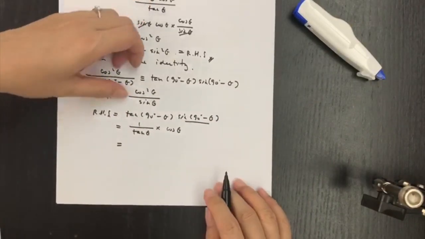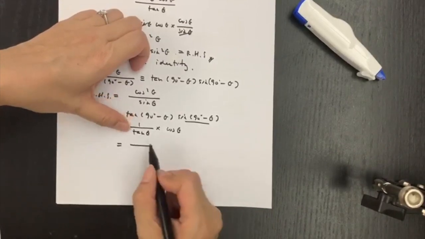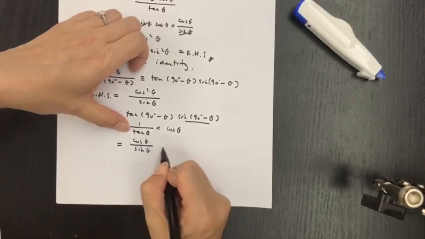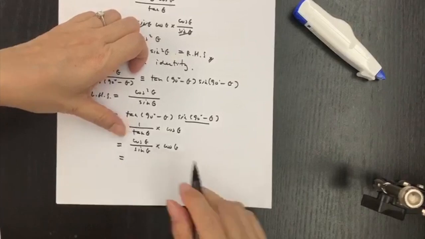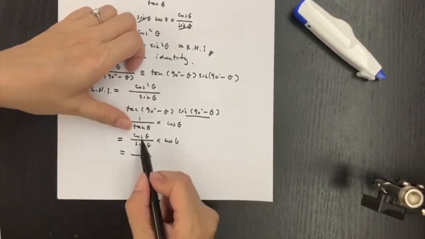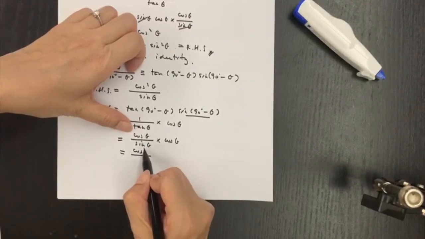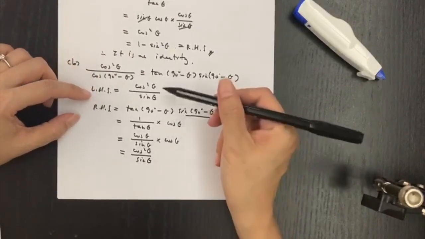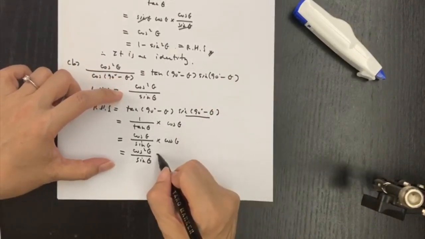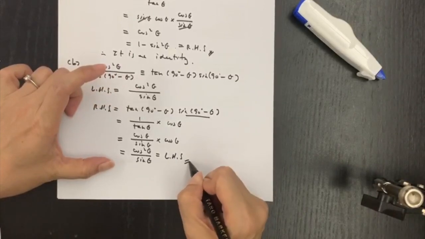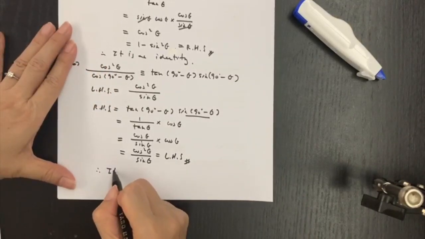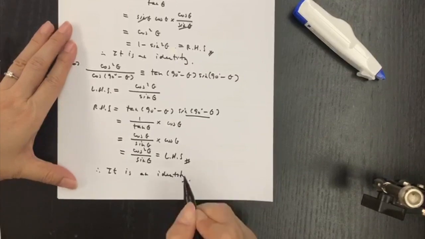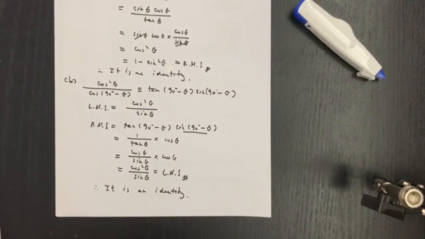Okay, almost there. And then 1 over tangent theta, again, I split this as sine theta over cosine theta in this way. And then times cosine theta, we just do it step by step. Therefore, the final answer, cosine theta times cosine theta, I get cosine square theta on top and over sine theta. So you can see the left hand side will have this and right hand side will have this, which is exactly same as the left hand side, and the conclusion is therefore it is an identity.